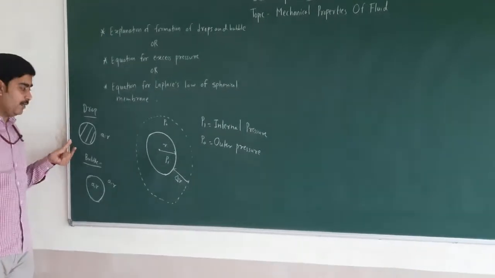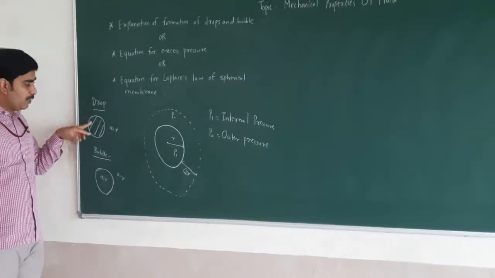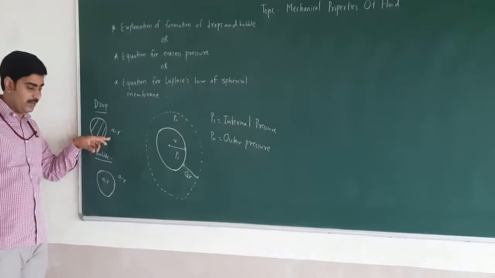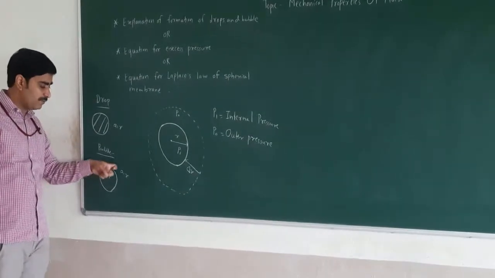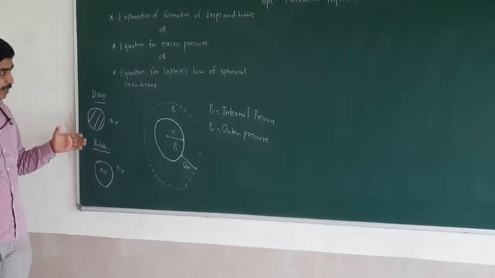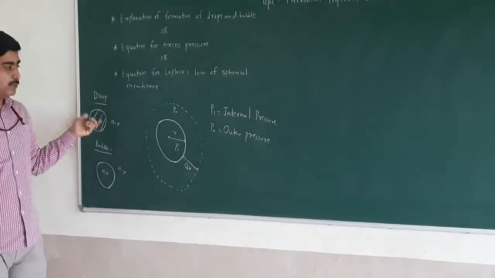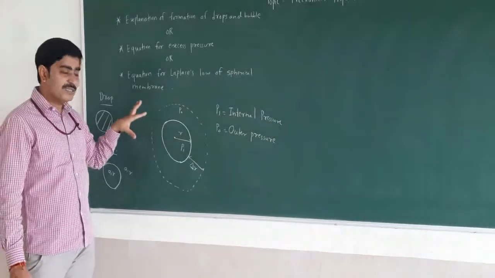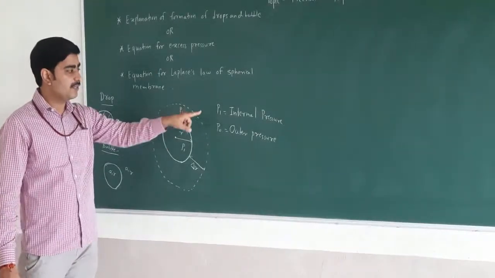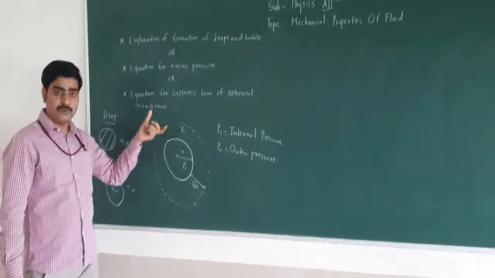Again, I am going to explain. When we are talking about the drop, only one surface is in contact with the air, and for the bubble, two surfaces are in contact with the air. So the given diagram is a diagram for the liquid drop. For this liquid drop, Pi is the internal pressure and P naught is the outer pressure.